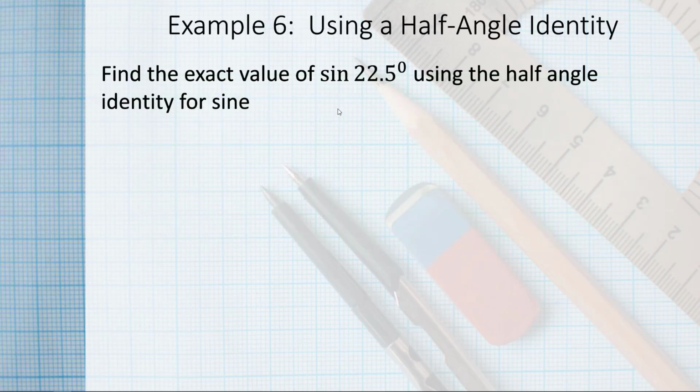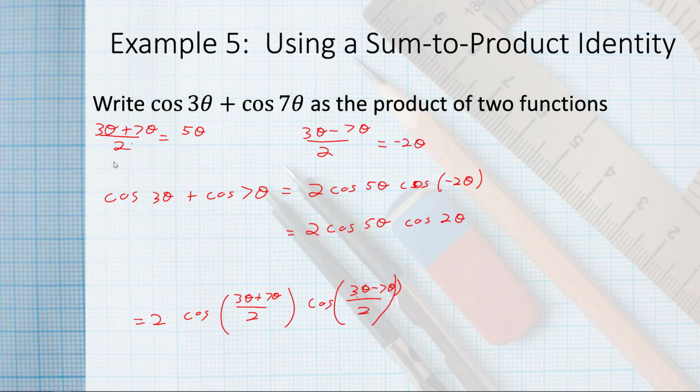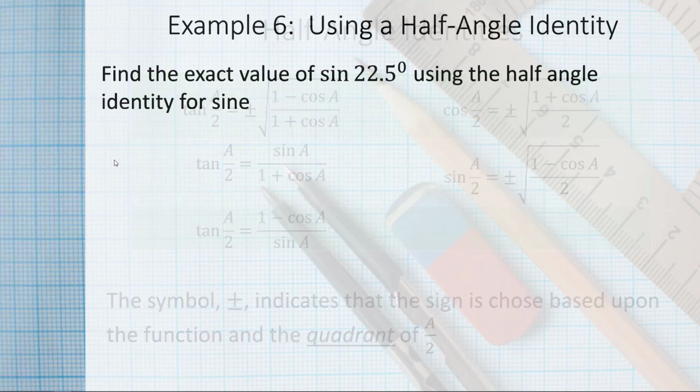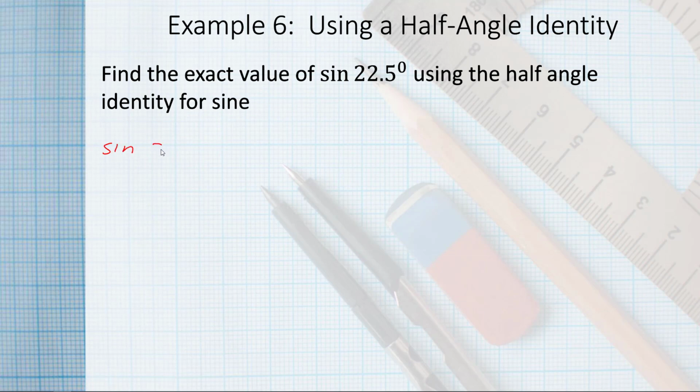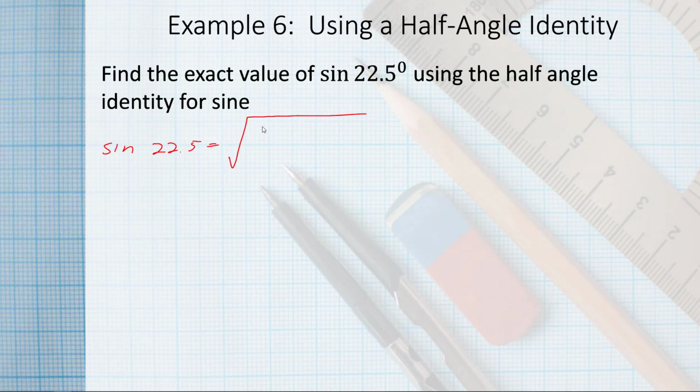So here we want to find the exact value of sine of 22.5 degrees using the half angle identity. And that means that we want to use this half angle identity right here. So we're going to have that the sine of 22.5 is going to be equal to, well, remember this is in quadrant 1, so we're going to take the positive square root of 1 minus cosine of twice that value, which conveniently is 45 degrees, divided by 2.